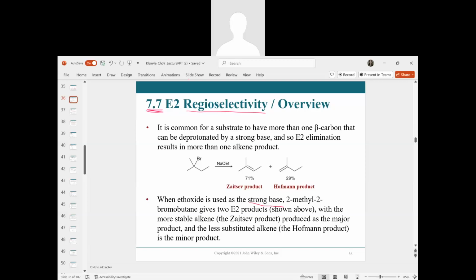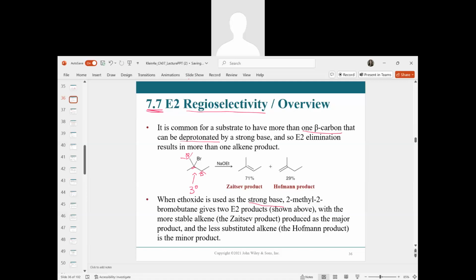So here we have our tertiary alkyl halide, our substrate, and if we have more than one beta carbon, so that would be a carbon that has a beta proton that could be deprotonated by a strong base, we can have more than one product. So we see here, this is our alpha carbon, so we have this beta carbon here, or this beta carbon here, each of which has either 2 protons or 3 equivalent protons that could be removed.